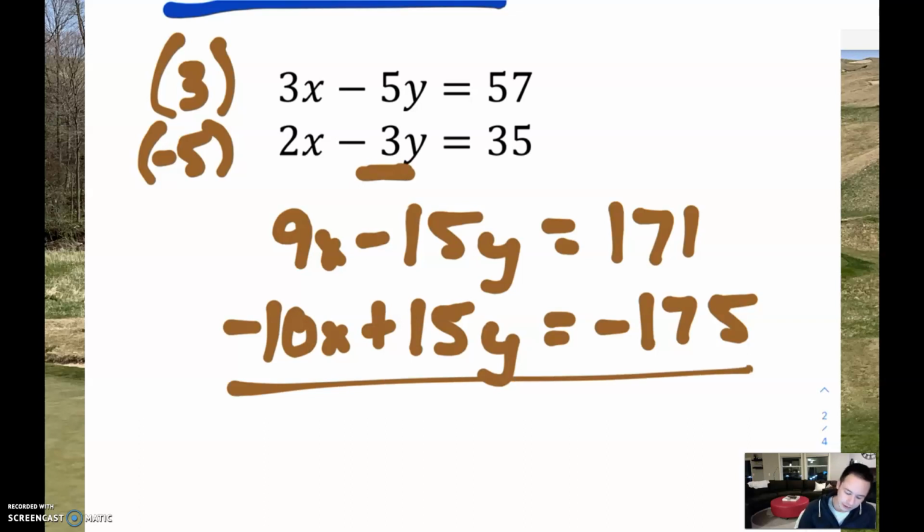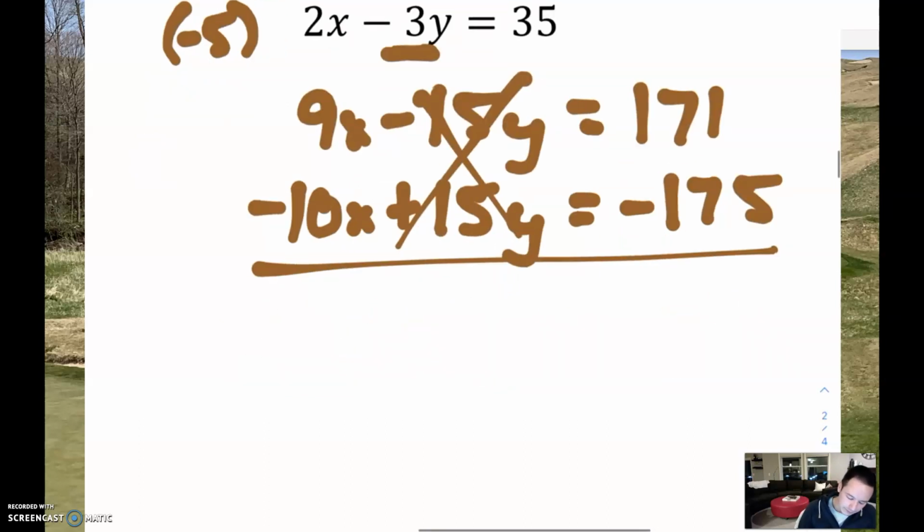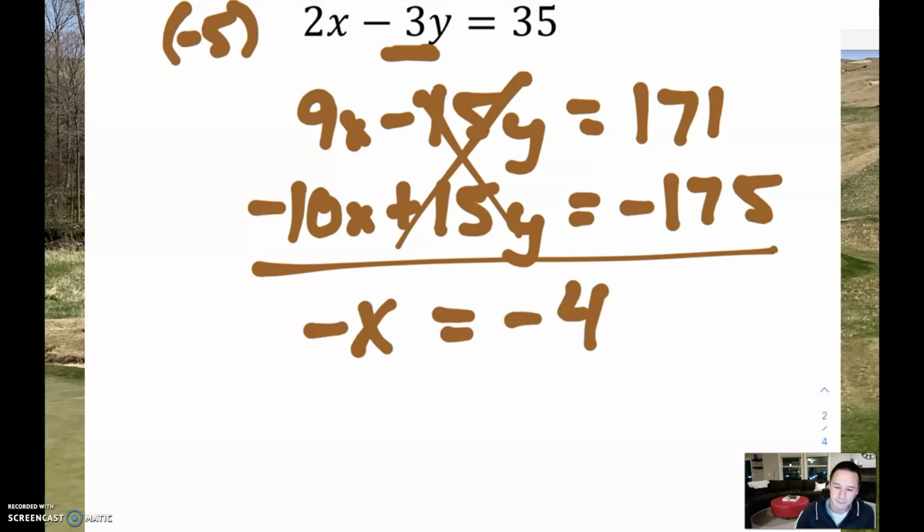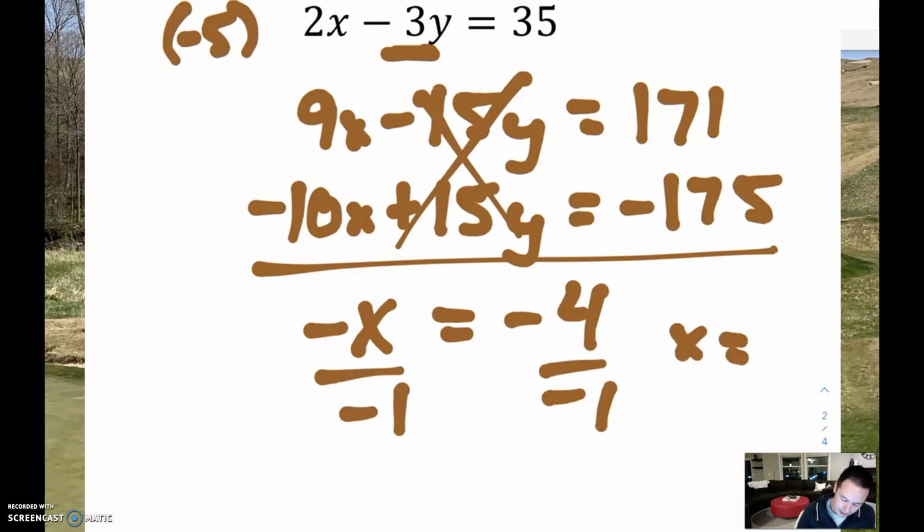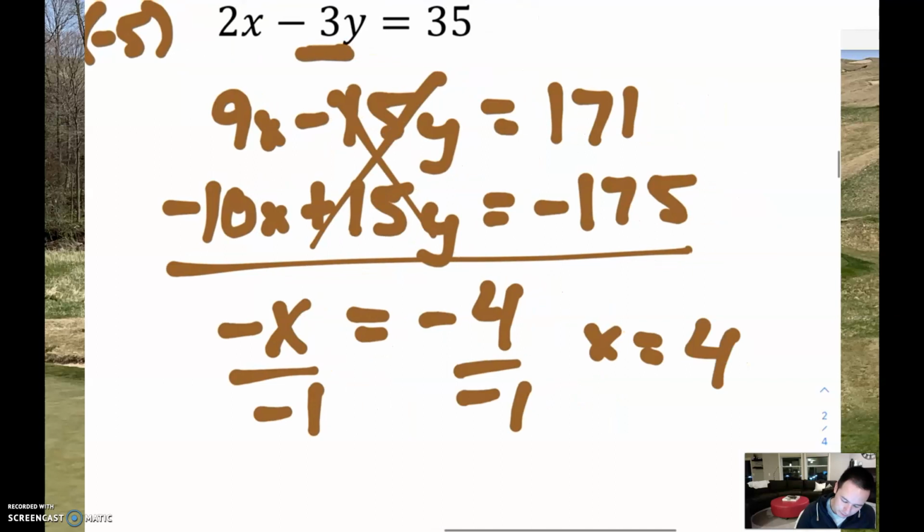Now we're going to add the rows together. The y's will go away. 9x and negative 10x becomes negative 1x. 171 and negative 175 is negative 4. When you see this, just divide by negative 1, and we've found that x is equal to 4.